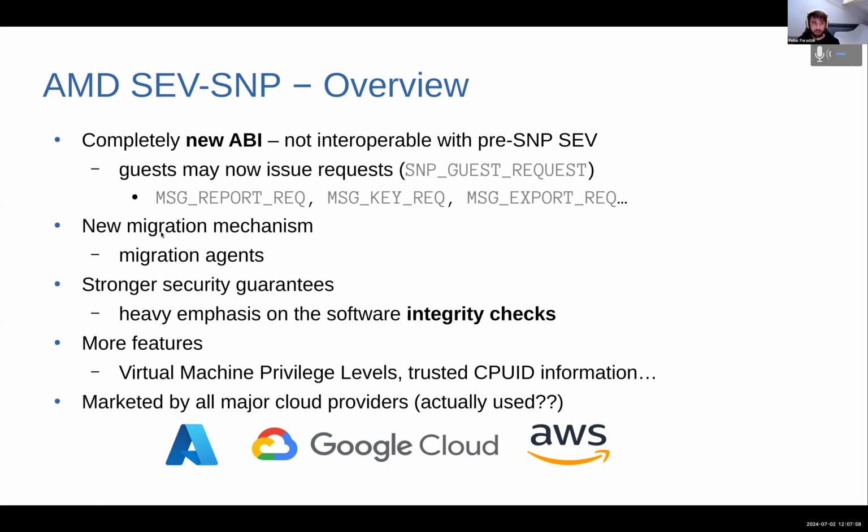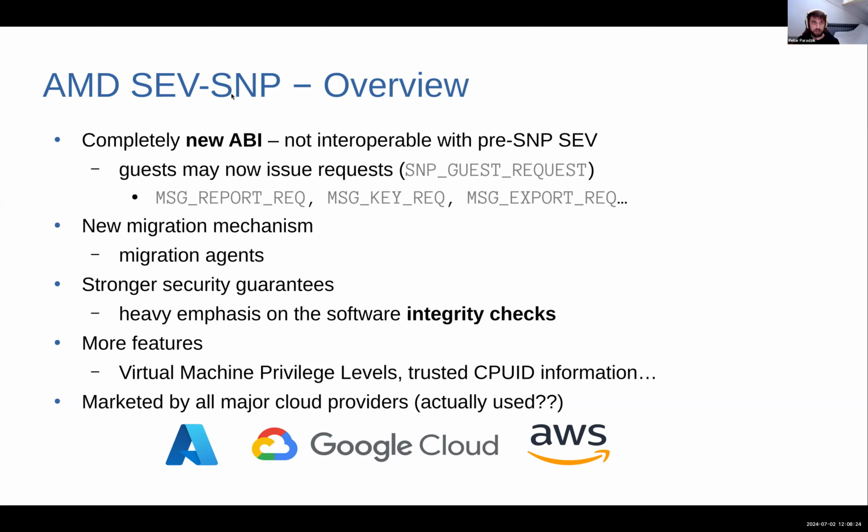So in previous SEV technologies, firmware on the source machine was responsible for authenticating the firmware on the destination machine. But now in SNP, this is offloaded to another entity called the migration agent. The migration agent is another virtual machine, another SNP protected guest, and its purpose is to enforce guest migration policy.